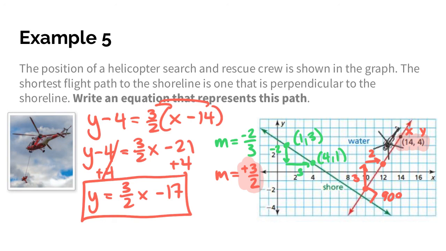So in this lesson, we looked at writing the equations of parallel and perpendicular lines. And again, it was all about the slope and then also utilizing the skills of writing equations of lines using point slope form or even slope intercept form.